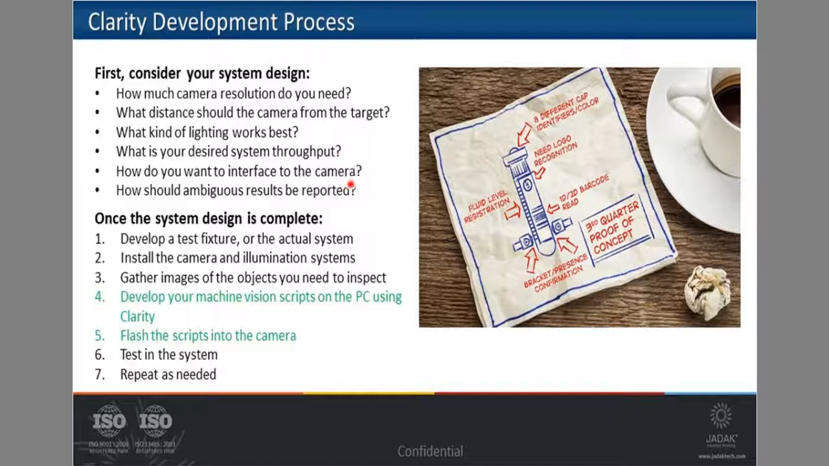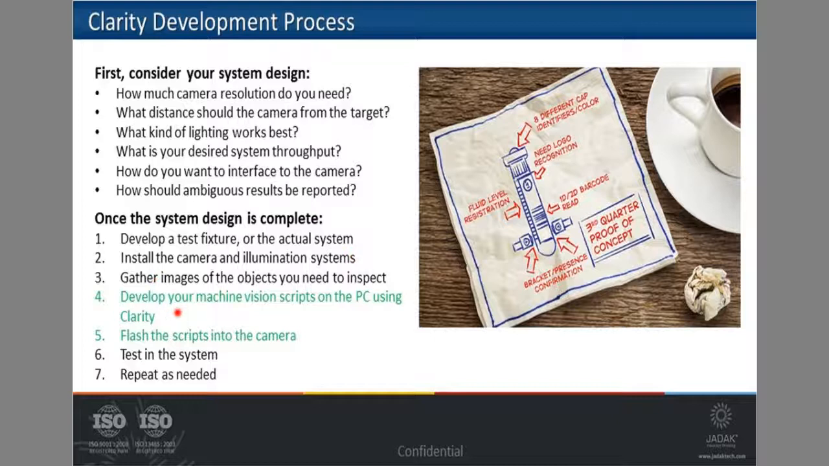How do you want to interface? And so on and so on. All these different things that you have to consider up front. But once you have that design complete, you usually are going to develop some kind of a test fixture to test your machine vision, or maybe you just go right to building the actual system. Install your camera and illumination, gather some images.